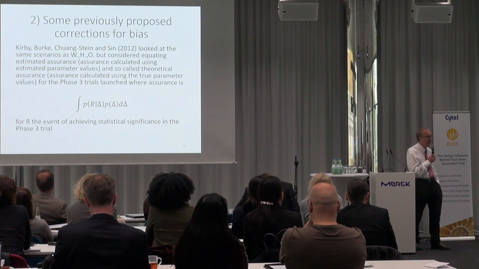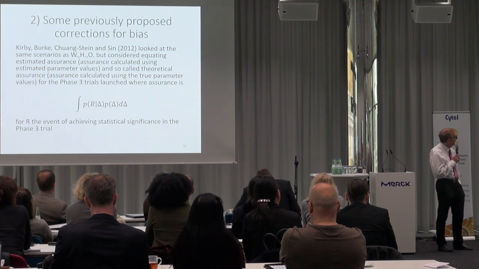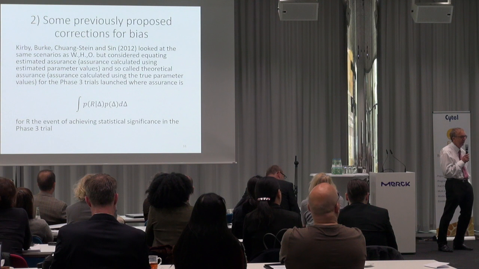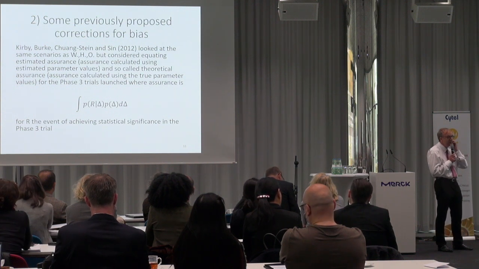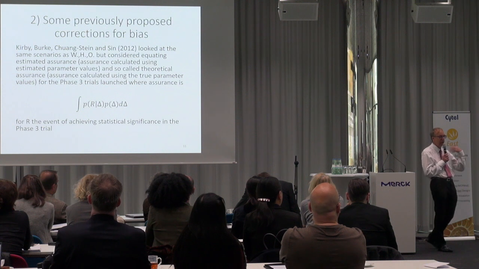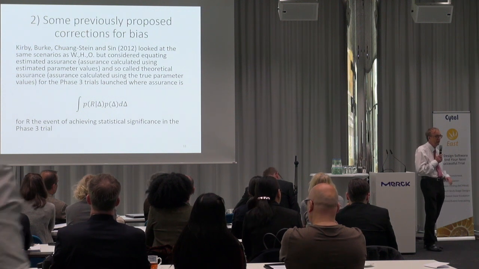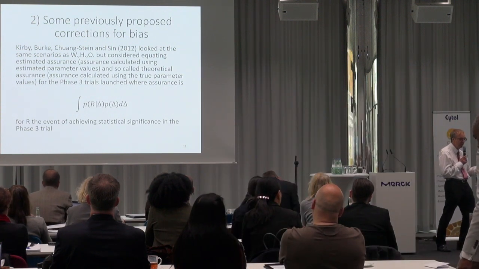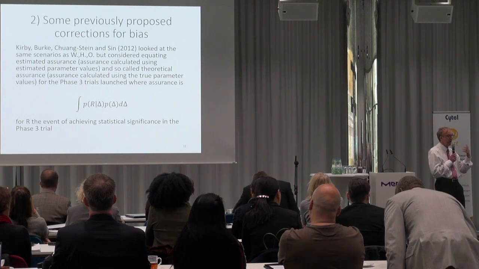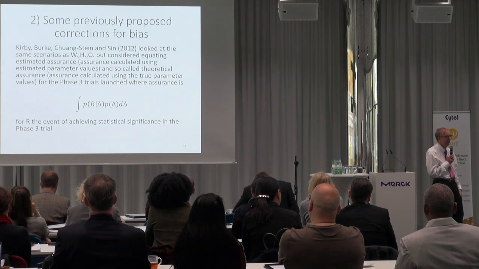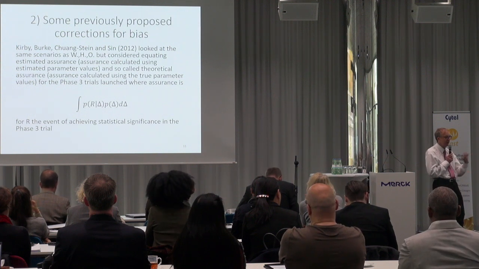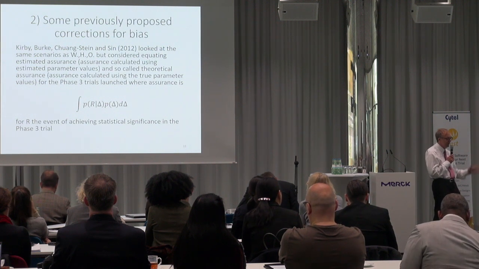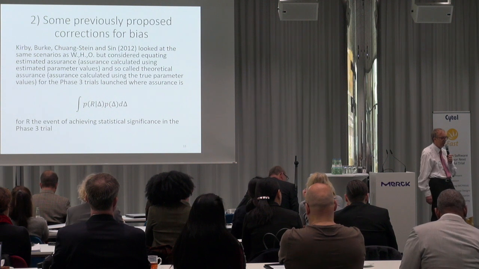We looked at the same scenarios as Wang, Hung and O'Neill looked at, but instead of talking about equating planned and average power for the phase 3 trials launched, we considered equating estimated assurance, which you'd calculate at the end of phase 2, what's the probability of your phase 3 trial being successful, integrated over the prior obtained from your phase 2 results. So equating estimated assurance using estimated parameter values with so-called theoretical assurance, where you substituted in the known theoretical values in the simulation. And the event of interest, of course, is achieving statistical significance in your phase 3 trial.